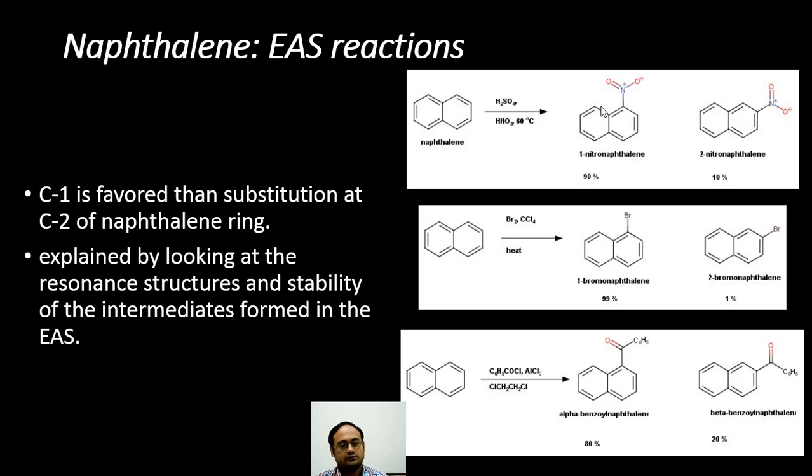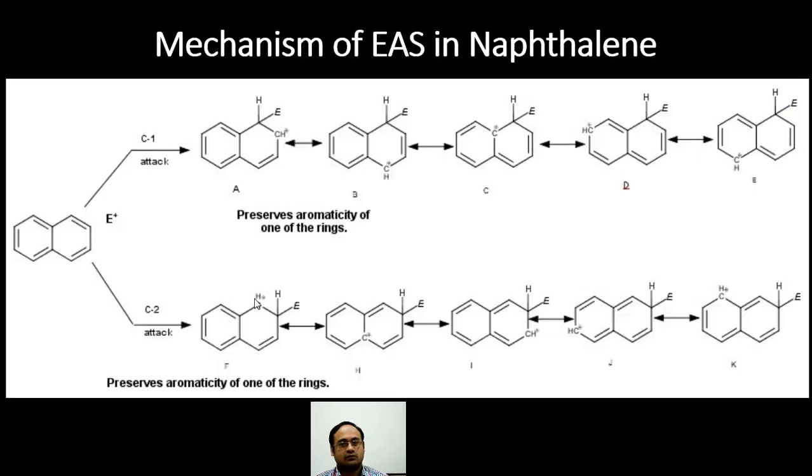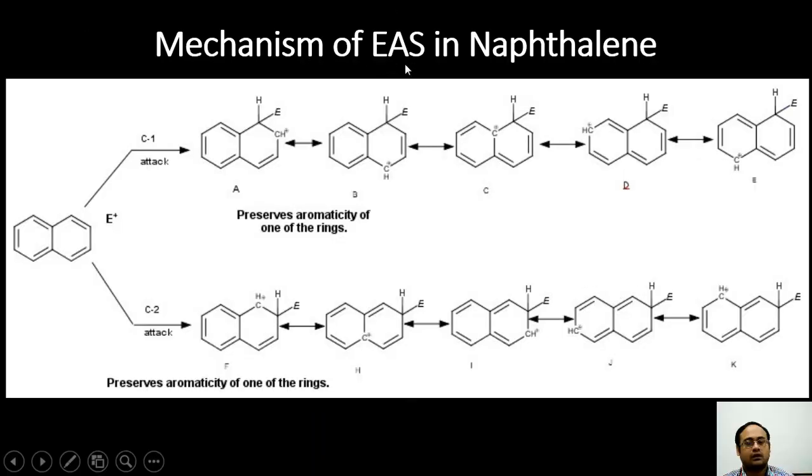So how can we explain this fact that the C1 product is formed in larger amount than the C2? This can be explained by taking a closer look at the structure of the intermediates and trying to understand which intermediates are stabilized by resonance and which are stabilized to a lesser extent. So if we take a closer look at naphthalene and its mechanism of electrophilic aromatic substitution, we will find that there are two different positions available for substitution. All the other positions are equivalent to C1 and C2.